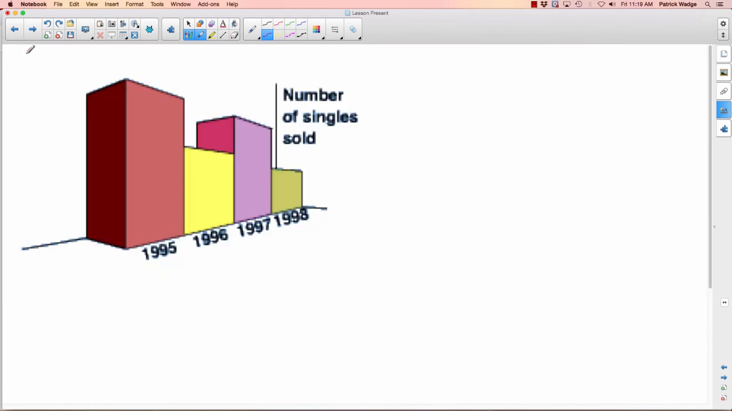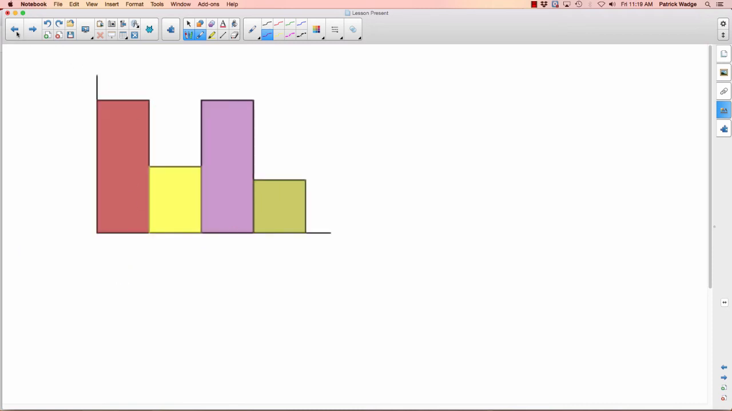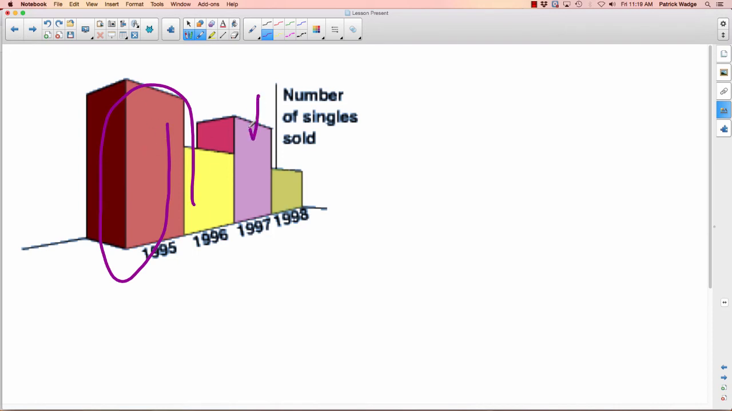Okay, what's wrong with this? Well, you've got the one 3D one that makes it way bigger than the other ones. If you were to draw it correctly, it looks like this. It's actually the same as this one here, even though it looks a lot more prominent.